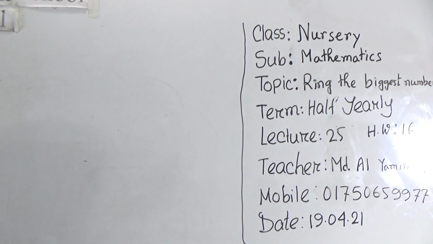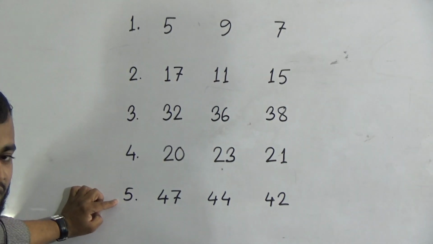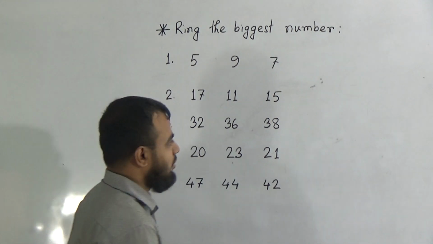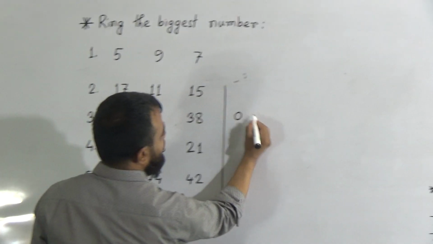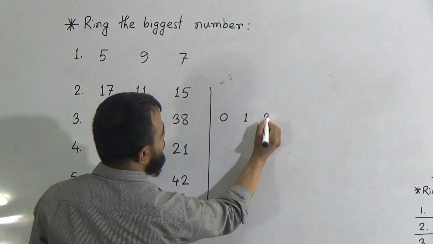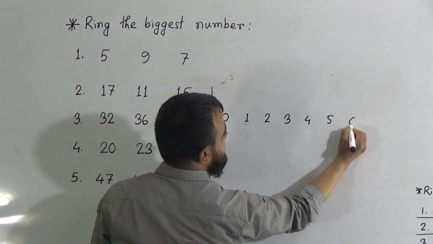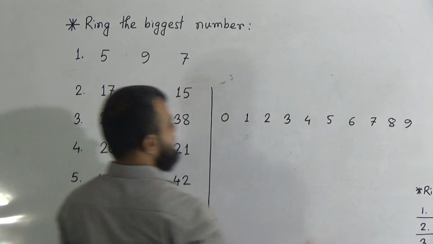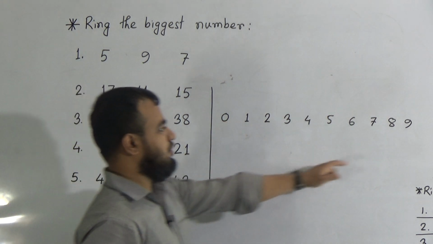Now look at the board. I have written down here 5 questions. Ring the biggest number. Before that, we need to know what is the biggest number. Now look at the board, my dear students. Suppose 0, 1, 2, 3, 4, 5, 6, 7, 8 and 9. These are the 10 digits I have written down on the board from 0 to 9.